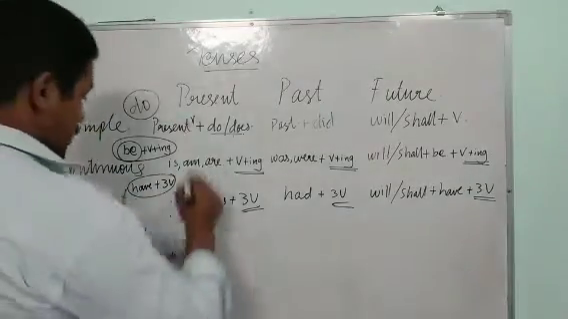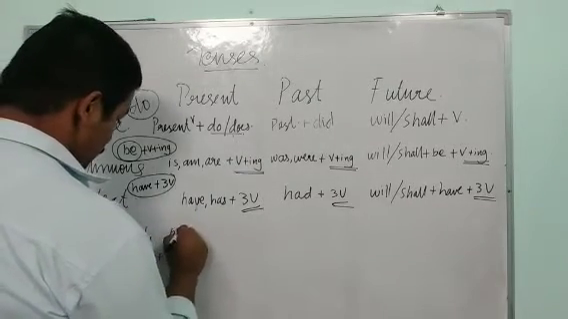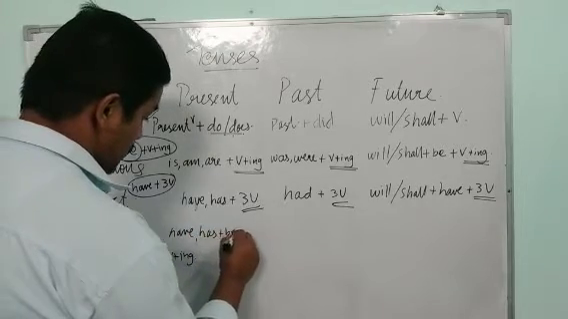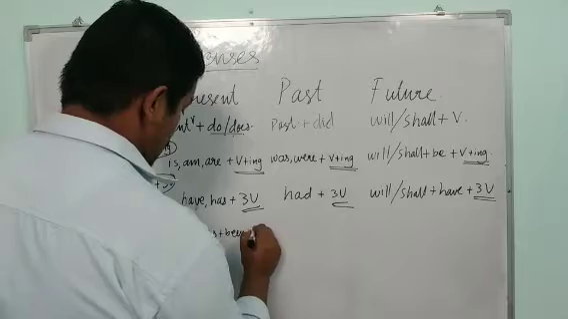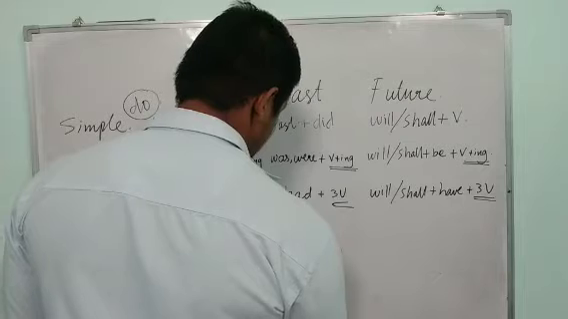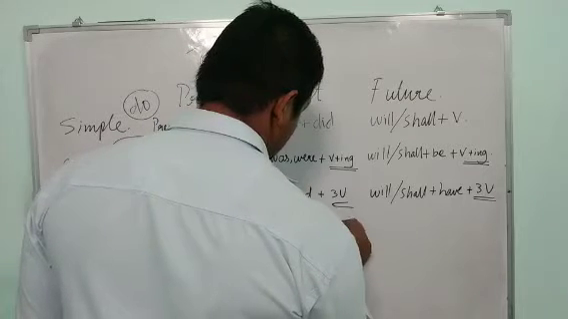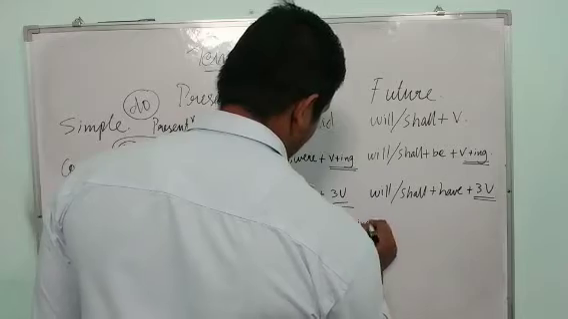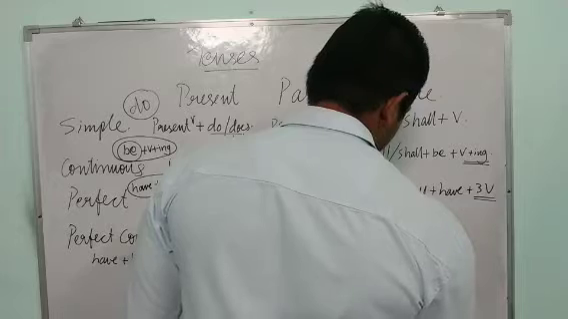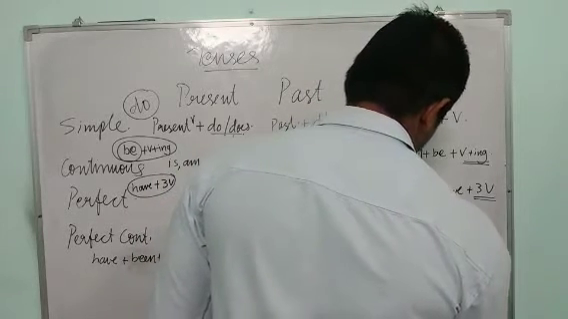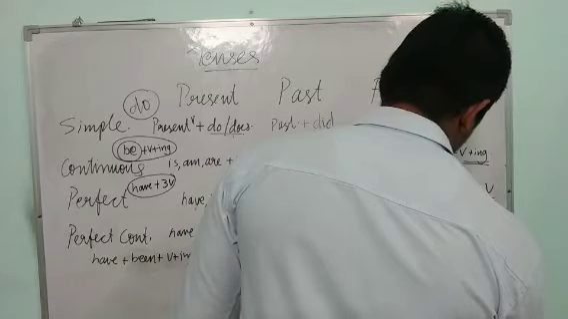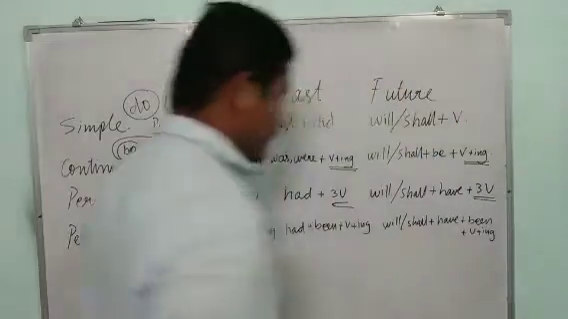See, like in present tense, have or has plus been plus verb plus ing, and in this one, had plus been plus verb plus ing, and in this one, will or shall plus have plus been plus verb plus ing.